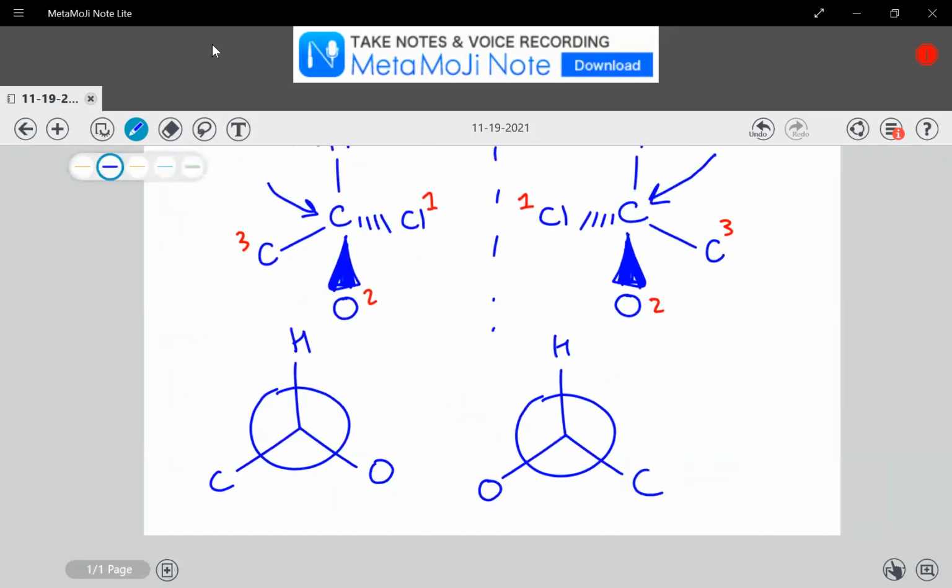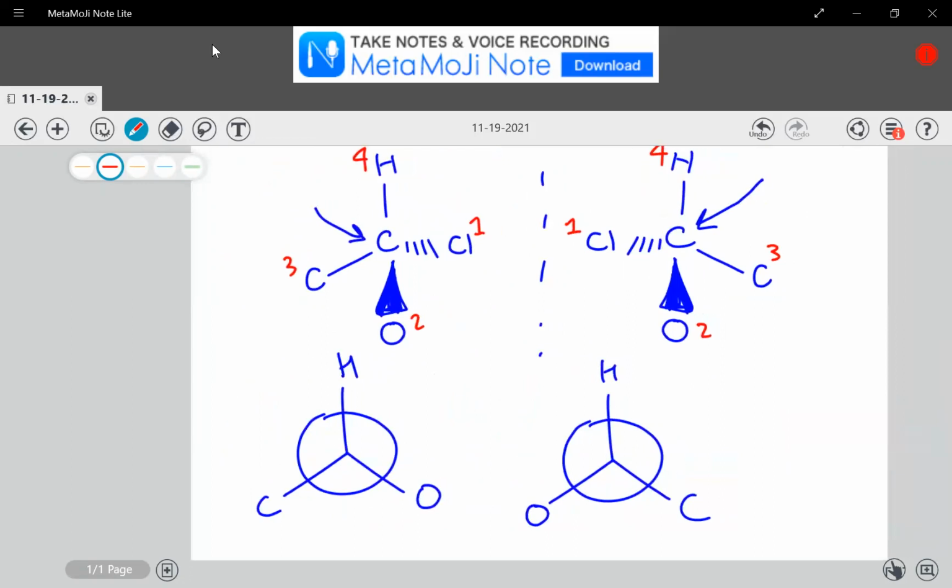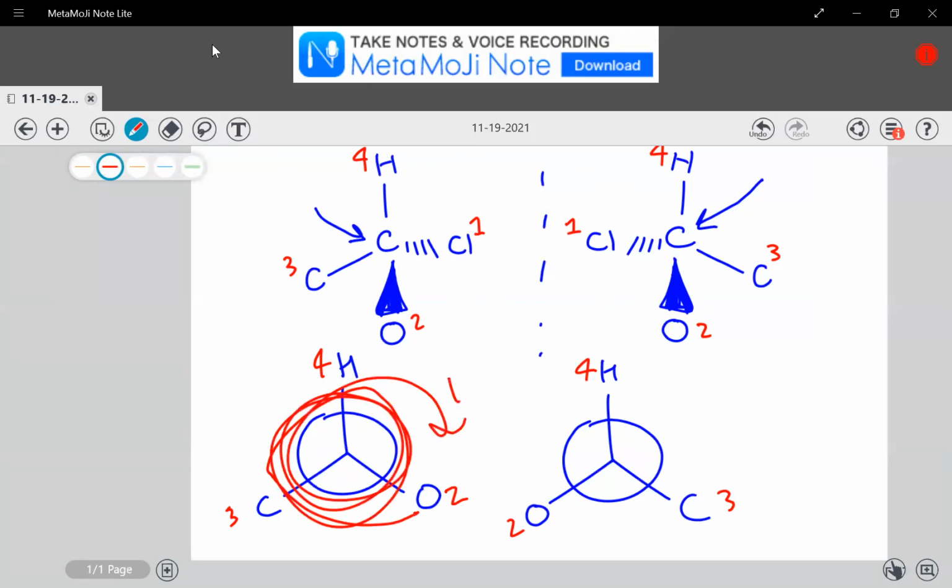All right, put back in our numbers, and we've got the hydrogen at 4, then 3, 2. Hydrogen at 4, 3, 2. 2, 3, 4, spinning to the right. This one is R. 2, 3, 4, spinning to the left. This one is S.